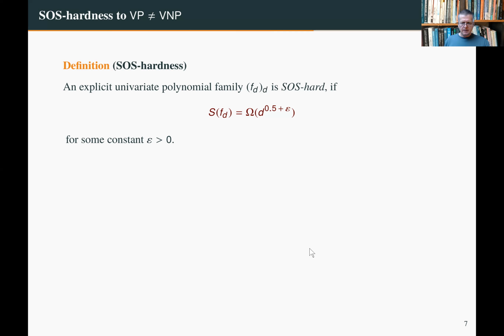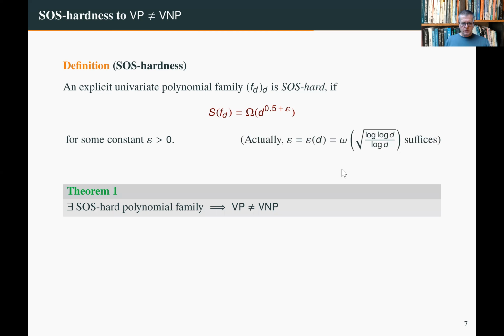And actually we can weaken it for our purpose. I wrote a constant epsilon here just for simplicity, but actually epsilon can be a function of d and it can be decreasing. It should just be larger than this decreasing function. And that's good enough to prove the following theorem.